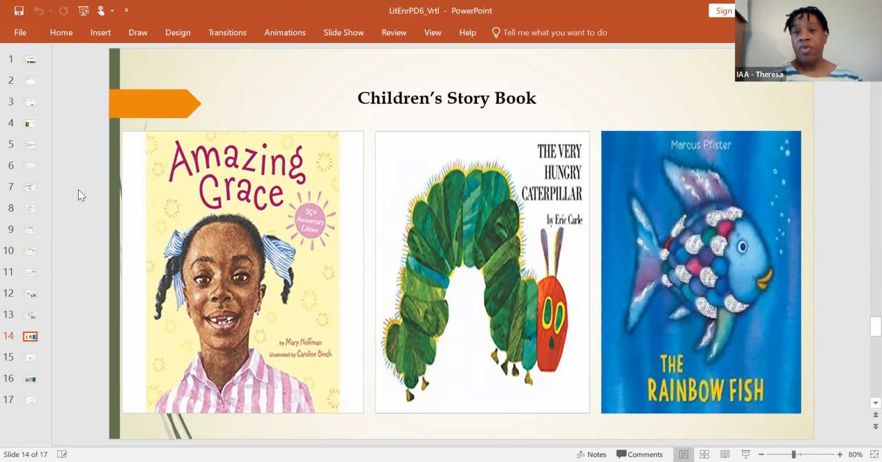We're going to go through a quick process in creating a lesson for a children's storybook. And as I said before, this is a four-step process. The first step is looking at your book, the cover page, and your title. What are some questions that you can ask? Jot down some questions that you can ask.